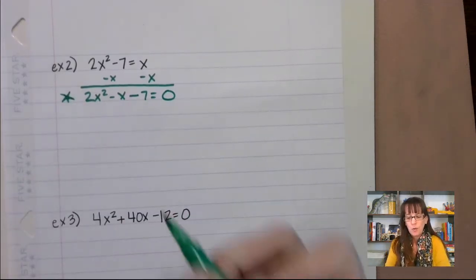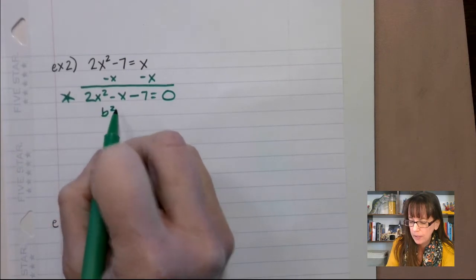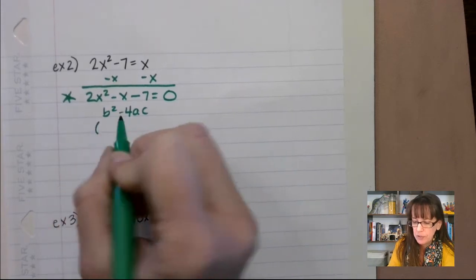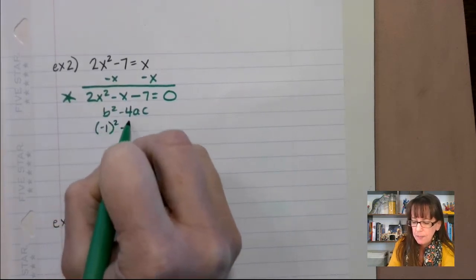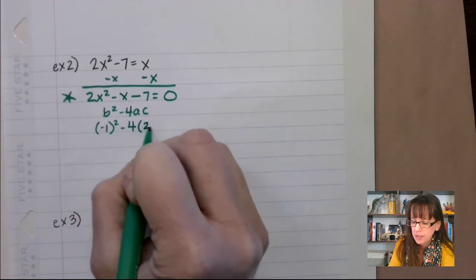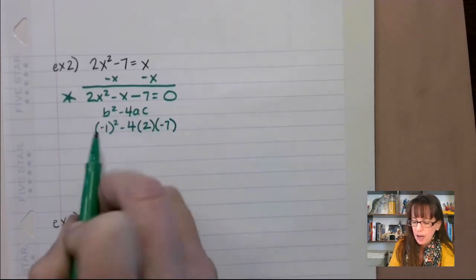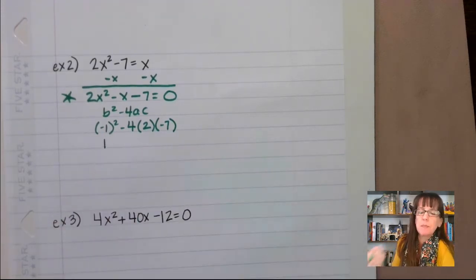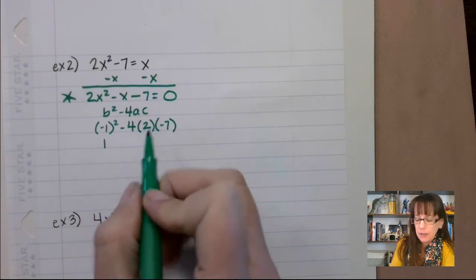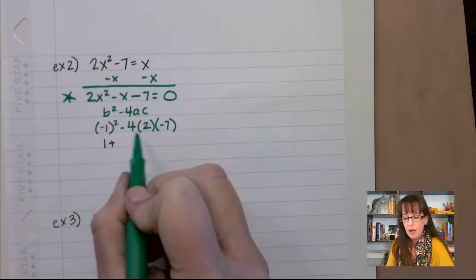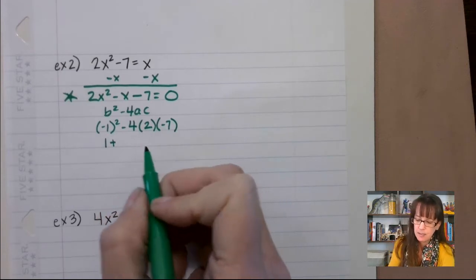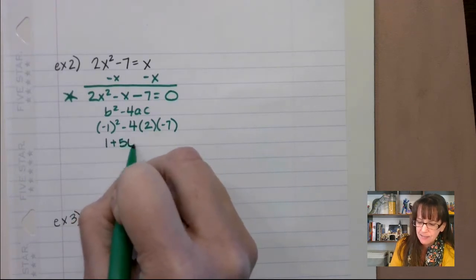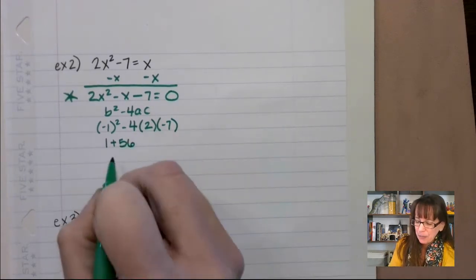Okay, so start with your discriminant. b squared minus 4ac. Our b is right here, it's a negative 1. Remember, if there's nothing there, it's a 1. So negative 1 squared minus 4 times our a, which is 2, times our c, which is negative 7. Negative 1 squared is going to be positive 1, negative 1 times negative 1. And then we have a negative times another negative, so it's a positive here. 4 times 2 is 8, times 7 is 56. Math is hard today, apparently. So our discriminant is 57.